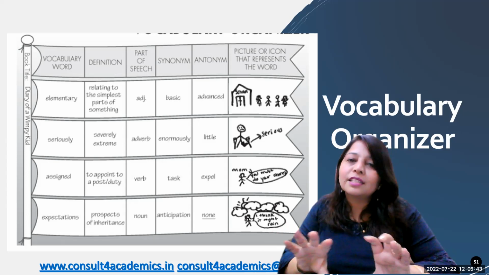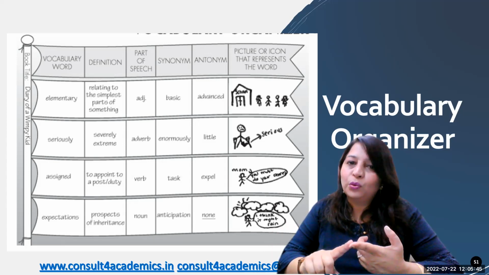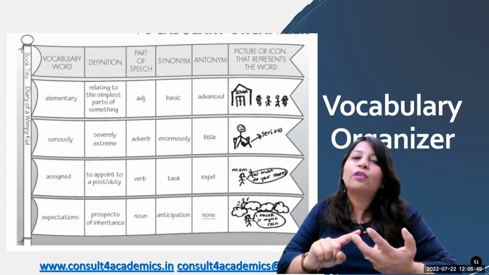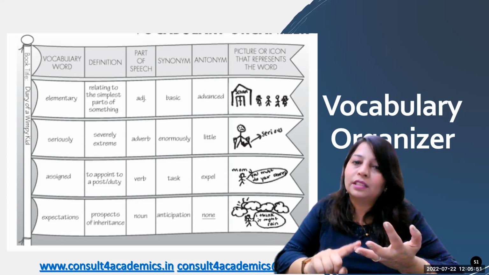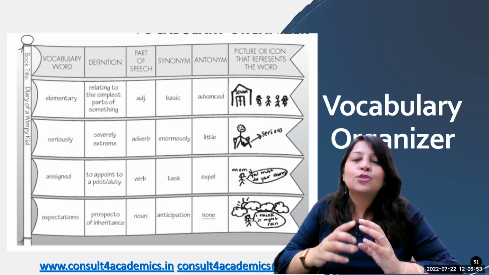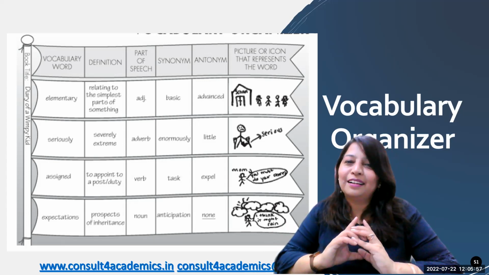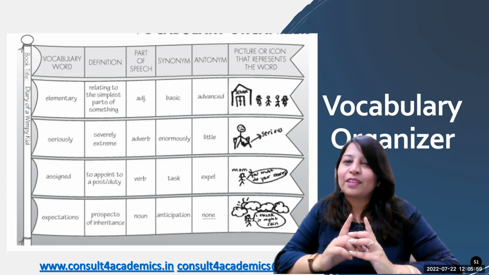But now here, this is the detailed one. They have to write the word, the definition, that is what does it indicate, meaning. They have to write the part of speech also. They have to give the synonym, antonym, and the picture. So just bring that kind of innovation and start doing this practice right now.